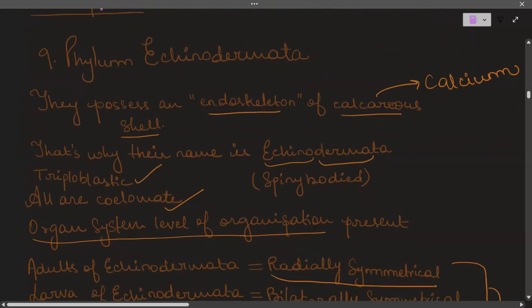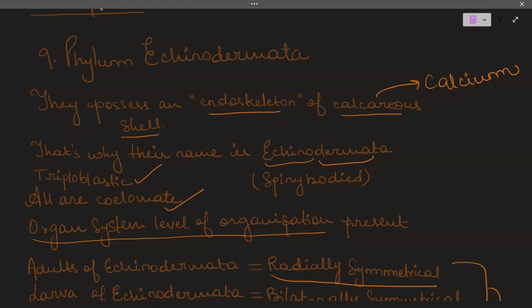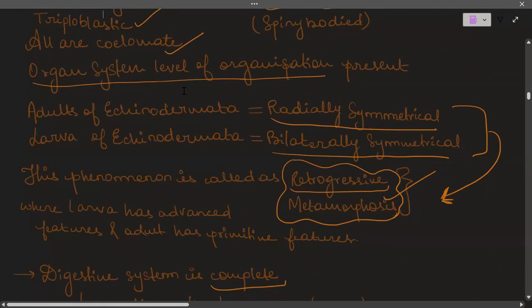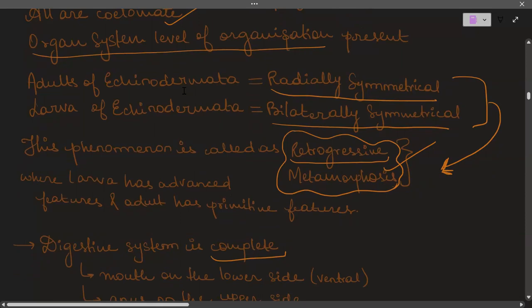Moving forward, there is phylum Echinodermata. Now see, they are unique because they have an endoskeleton of calcium. So their endoskeleton is calcareous. And their name is Echinodermata because they have a spiny body. Like the body contains spines, tiny spine-like structures. They are triploblastic and coelomate. Organ system level of organization is present in them.